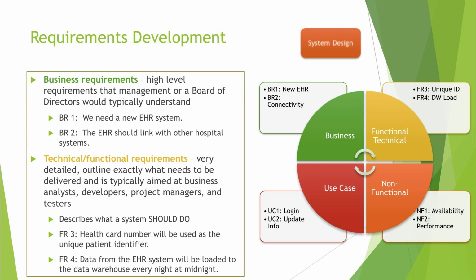You will see that they're all uniquely numbered. A convention in a lot of organizations is to begin the requirement with an acronym that indicates what type of requirement it is. For example, for business requirements, it's BR. Functional technical is FR for functional requirement, NF for non-functional, and UC for use case. This means that when you're talking about these later on, out of context, it's easy to tell which section they fit into.